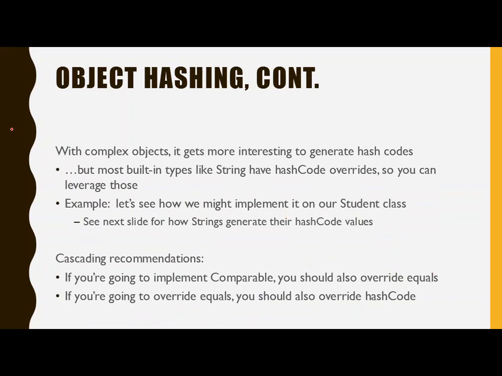So if we have complex objects, what might we want to do? How could we work with objects and make our own hash codes in a smart way? Well, one thing you have to think about is that built-in types like String already have a hash code. If your particular object has an ID that is unique, for instance a student ID, a social security number, anything like that, you could simply leverage the String hashCode method, and that would be fine, right?